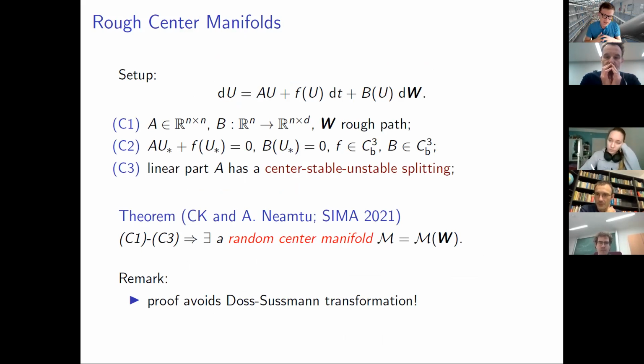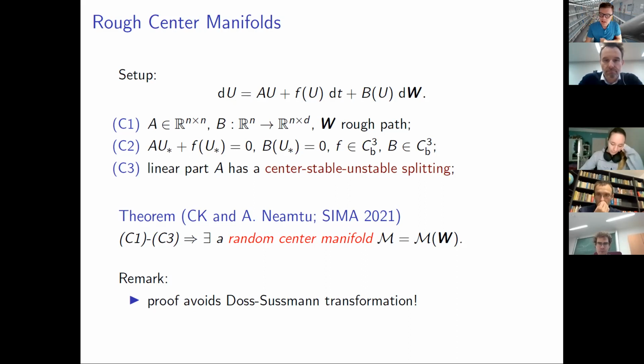And the idea that I had a couple of years ago was: okay, why not use the framework of rough path theory? Because rough path theory gives you a definition of your stochastic differential equation in a more classical ODE-type pathwise sense. And then use, as closely as you can, the ODE proofs to show the existence of center manifolds. And this led to this project with Alexandra Neamtu that we started many years ago.